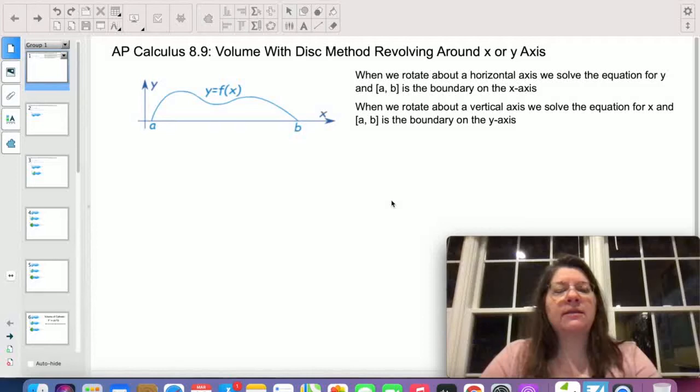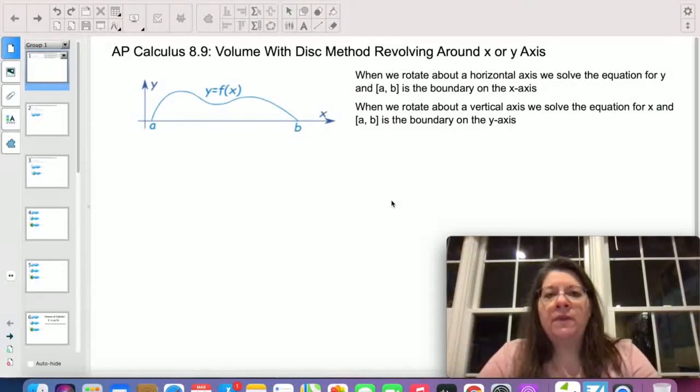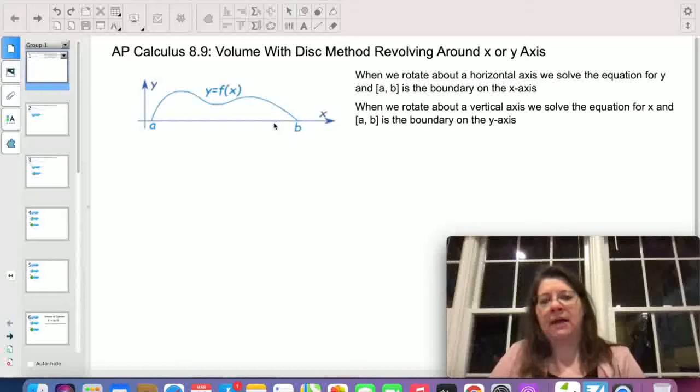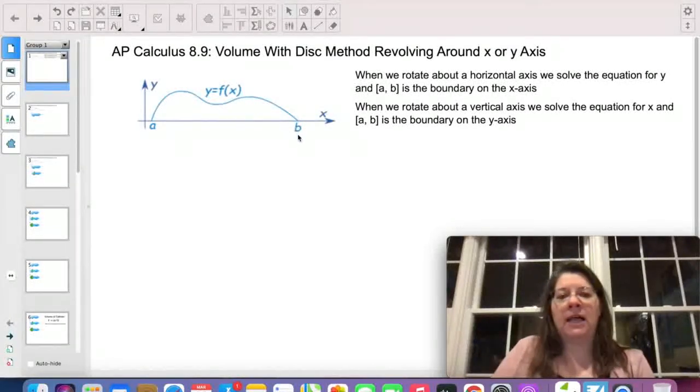This is AP Calculus 8-9, volume with disk method revolving around the x or y axis. We're going to have some function, and I'm just going to name this function f of x. And let's say this f of x has a curve, and they're going to say, find the region bounded by the function and the lines, whatever they might be, that revolve around a specific axis.